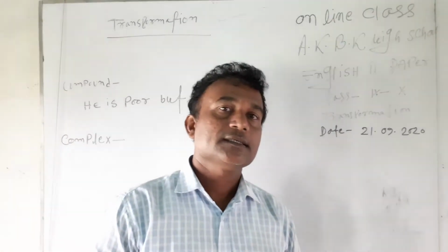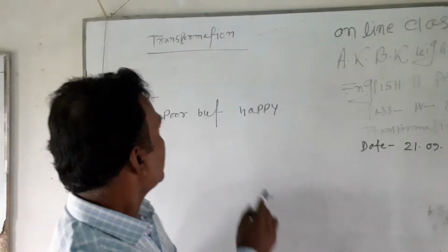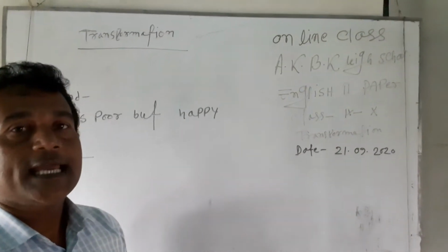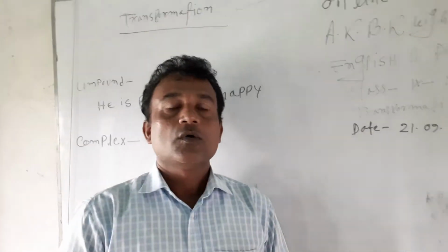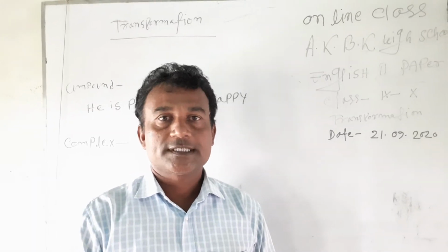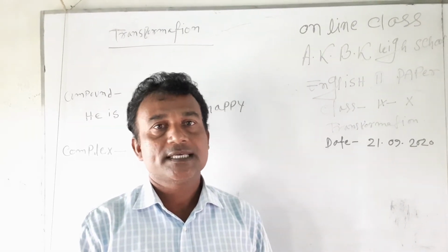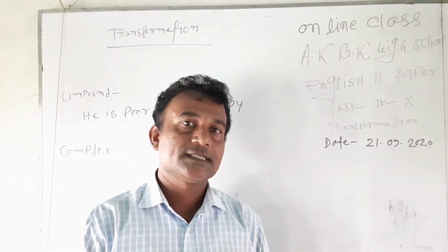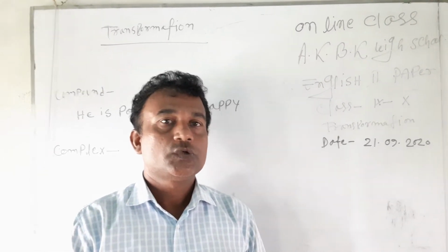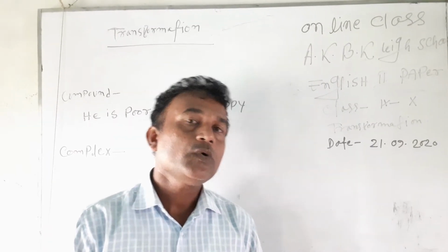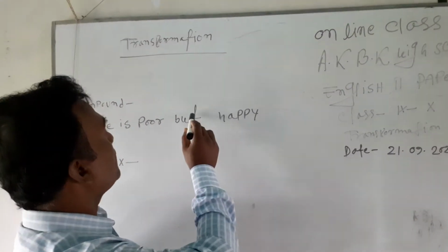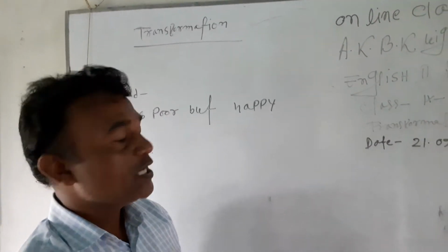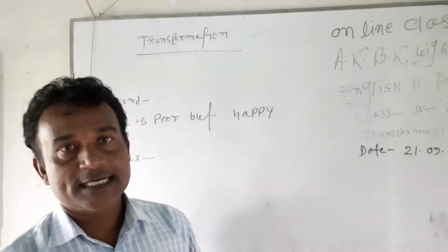We know that a compound sentence has one principal clause and more than one subordinate clause that is added by some conjunction, and, but, or otherwise. Our today's topic is how we can change a compound sentence that is added by but into a complex sentence.